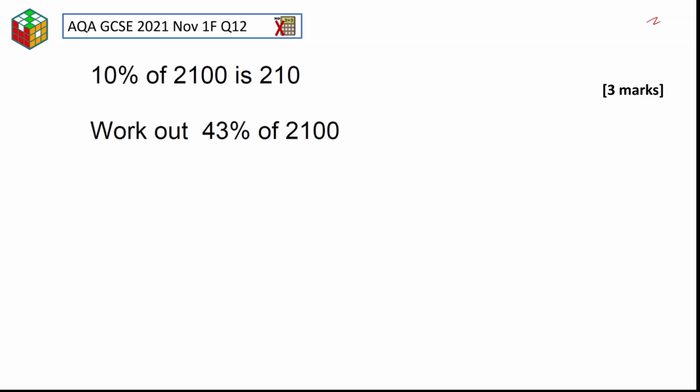Let's try an exam question. 10% of 2,100 is 210. Work out 43% of 2,100. They have already worked out for you the 10%, so you need to find out 40%.